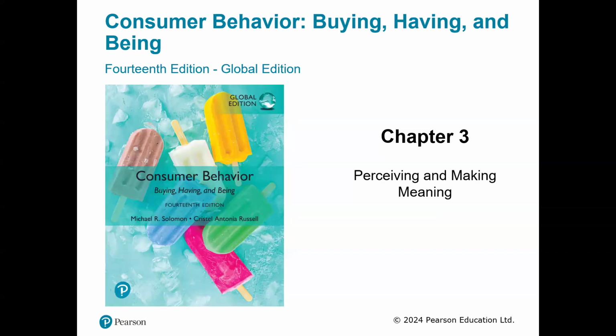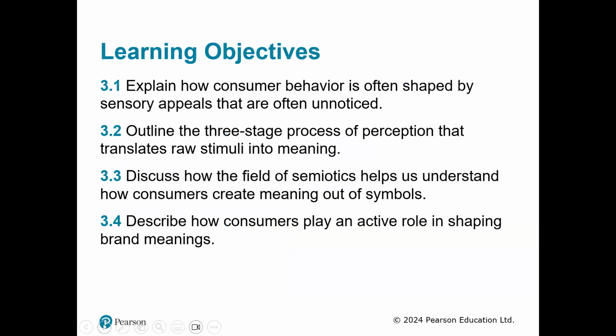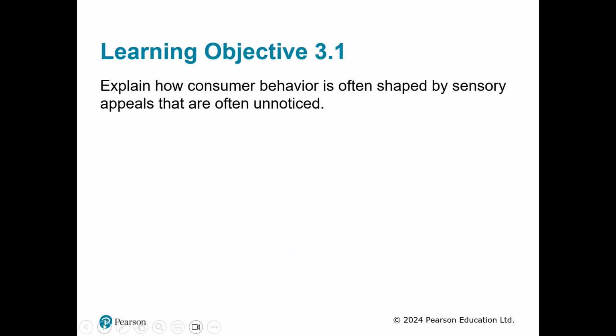Dear students, today we are going to learn Chapter 3, Perceiving and Making Meaning. There are 4 learning objectives in this chapter. Learning Objective 1: Explain how consumer behavior is often shaped by sensory appeals that are often unnoticed.